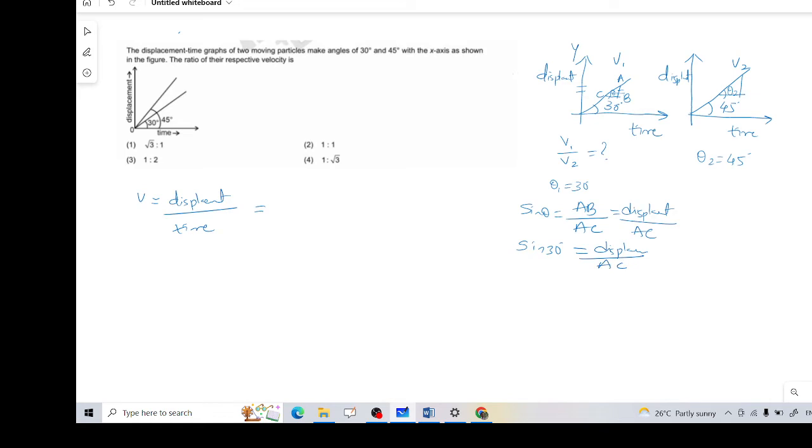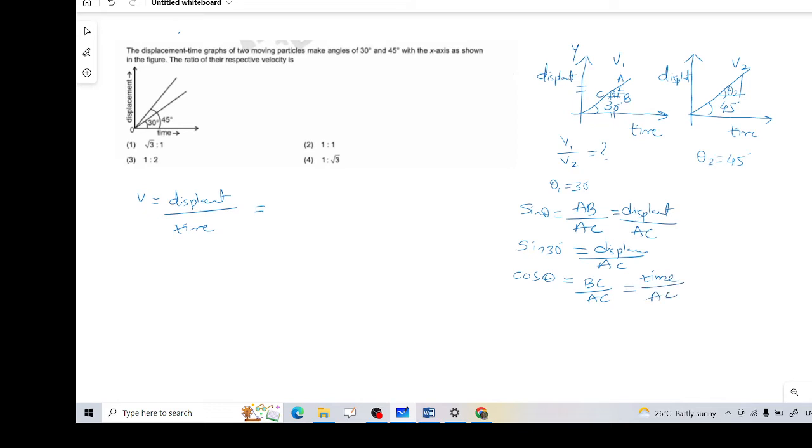And now what I can take is cos 30 or cos theta. So cos theta is what? Adjacent side divided by hypotenuse. So here the adjacent side is BC divided by AC. See, this BC is parallel to the x-axis, so this BC is representing a time. So one more value we got, but this AC we don't know.